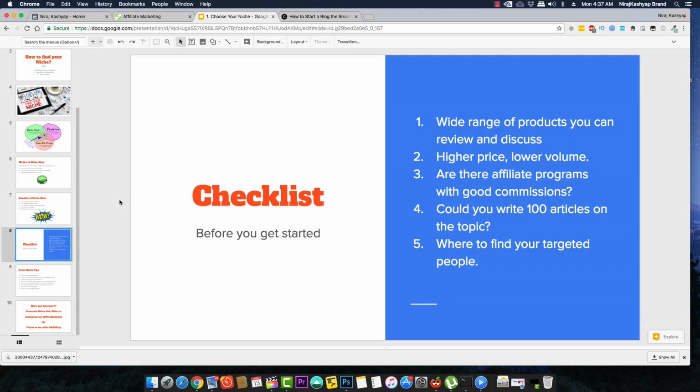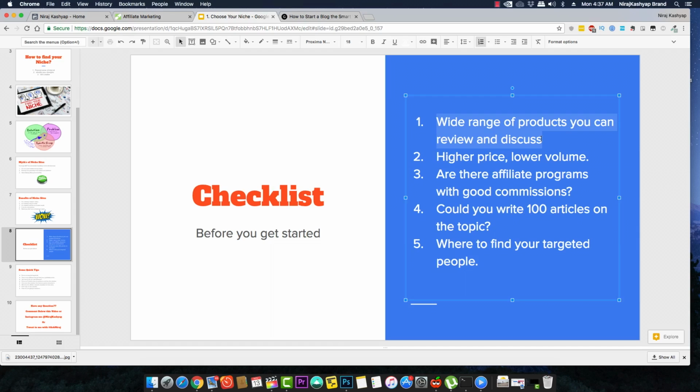The first thing is, whenever you search for a niche site or a niche idea, a niche keyword, keep in mind that the keyword has a wide range of products, several products. The reason is that you want to review it, discuss it, compare it, make a video, make some podcast, or maybe write some blog post. So the more products you can write about, the more content. So it will always be beneficial to get a wide range of products.